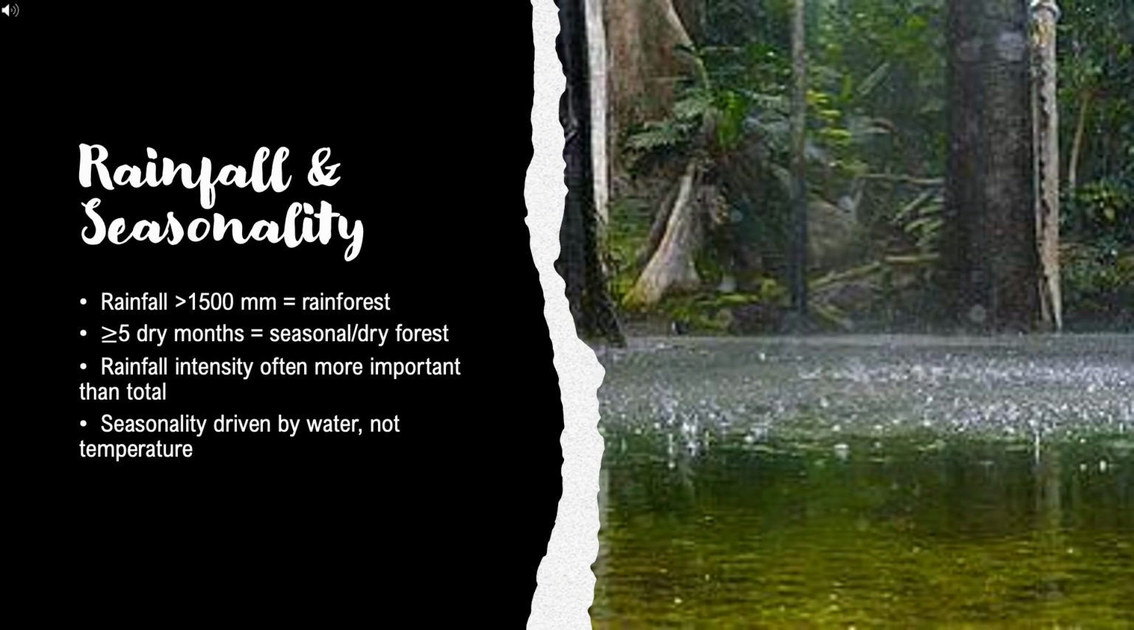So as designers, when you're assessing a tropical site, don't just look at the annual rainfall figure. Look at the monthly distribution. Look at how many dry months there are. That data tells you what kind of ecosystem you're working with, and therefore what kinds of plants and design strategies are appropriate.